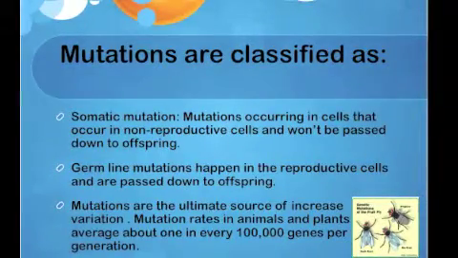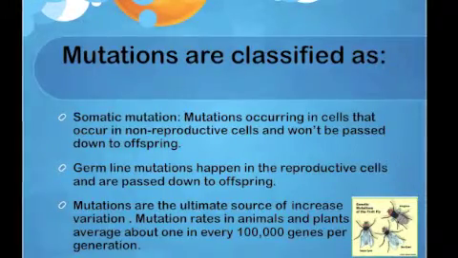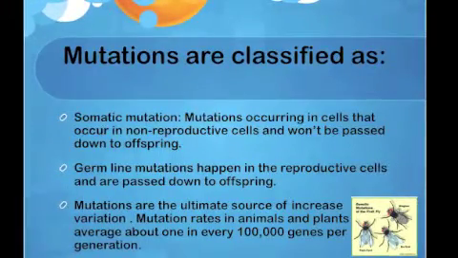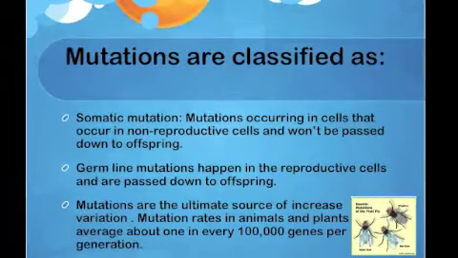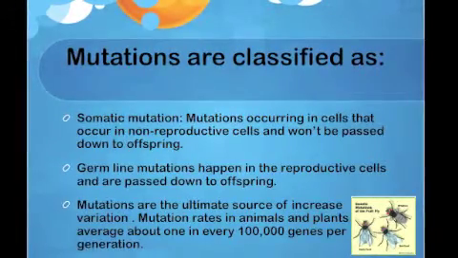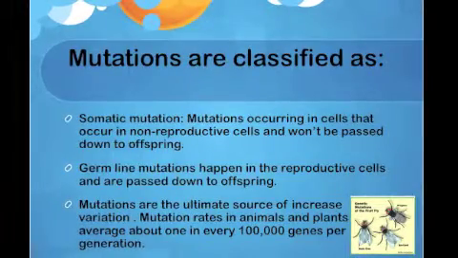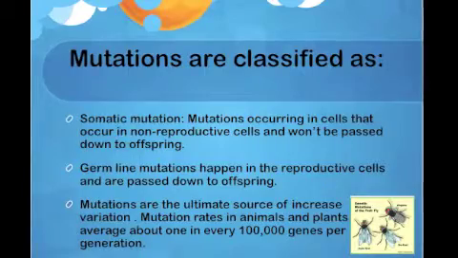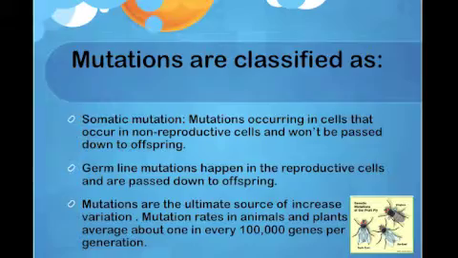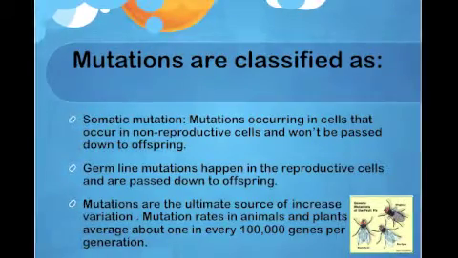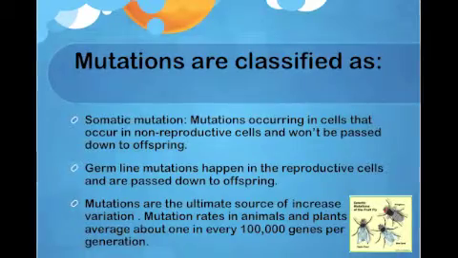Mutations are classified as somatic mutation, which is a mutation occurring in non-reproductive cells and won't be passed down to offspring. Germline mutations happen in the reproductive cells and are passed down to offspring. Mutations are the ultimate source of increased variation. Mutation rates in animals and plants average about 1 in every 100,000 genes per generation.